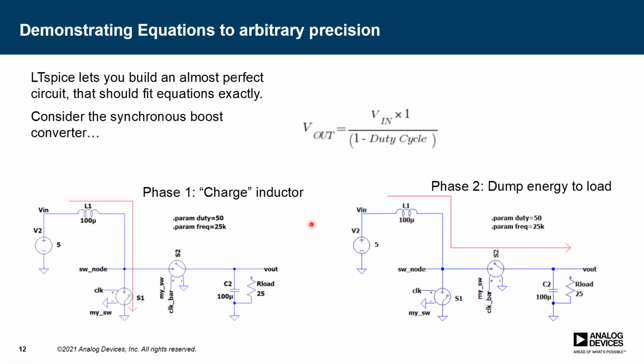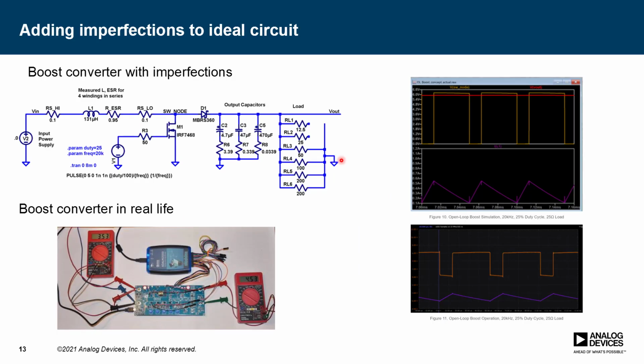Once we understand how the equation works, we can move on and start adding in imperfections. I can take that circuit and add in a real MOSFET and a real diode drop. I can simulate this in LTspice and see what the circuit does with real components, and see what its behavior is. And then finally, I can build that circuit. This is actually a model of an educational power supply circuit that's now been released.